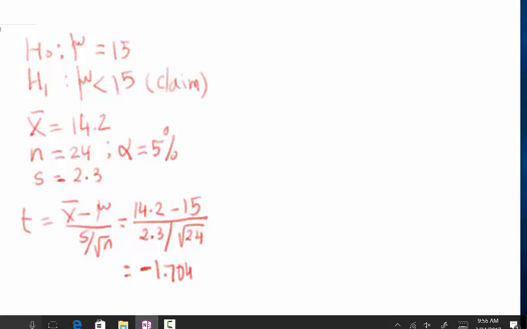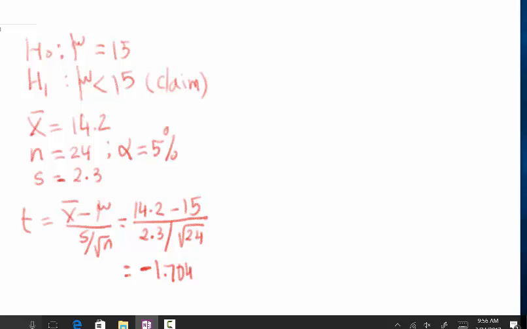So let me explain what the p-value here is. First of all, let's calculate the test statistic. This is the second step. It's x bar minus the mean divided by s over square root of n. X bar is 14.2 minus the mean. You get it from the null hypothesis. We assume that the null hypothesis is true until proven otherwise. 2.3 is the standard deviation divided by square root of 24. If you do the math, you're going to get negative 1.704.